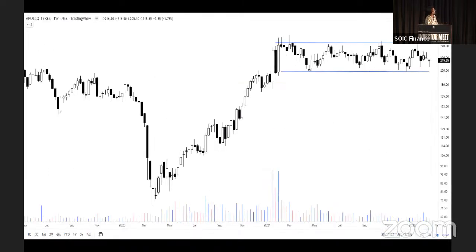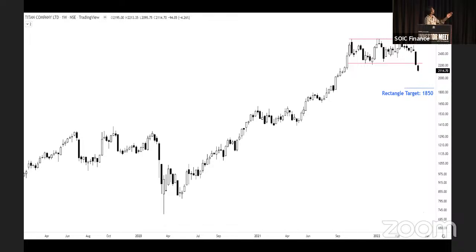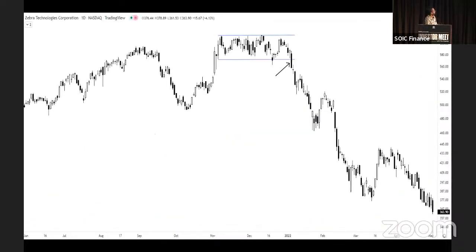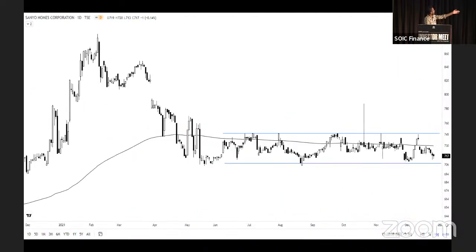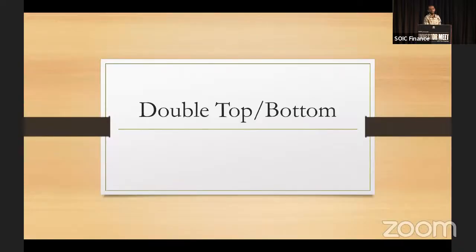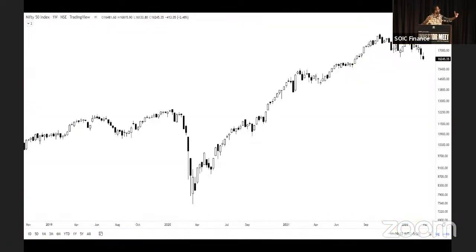So all are examples. Titan was breakdown that time, Adani Green, and Zebra Technologies in Nasdaq, Gujarat Alkalis. This was one, not so clearly. Sanyo Homes is a Taiwan Stock Exchange company. I don't have the updated chart. When I was charting, this was a very, very long rectangle pattern. So rectangle has a subset, double top or triple top.